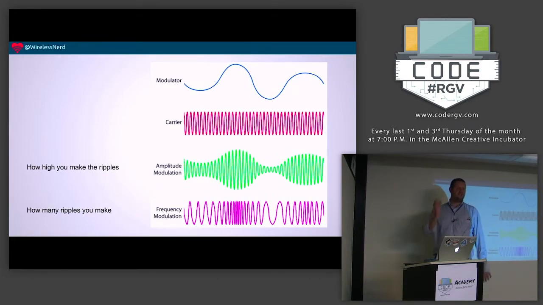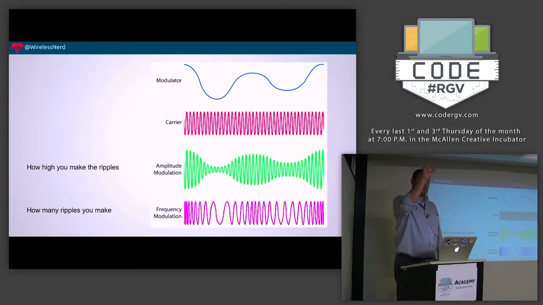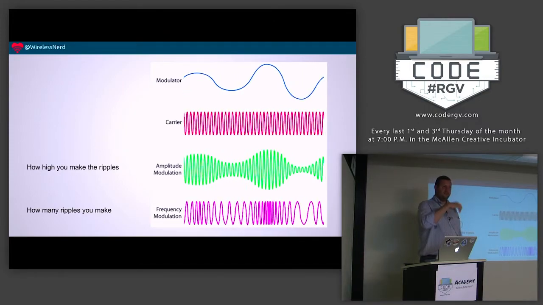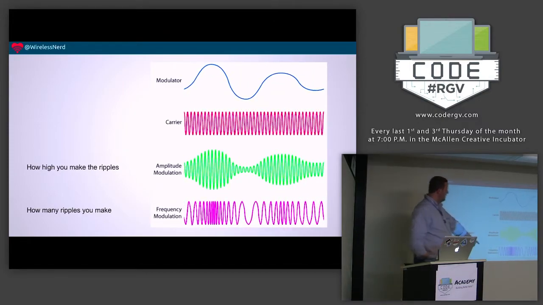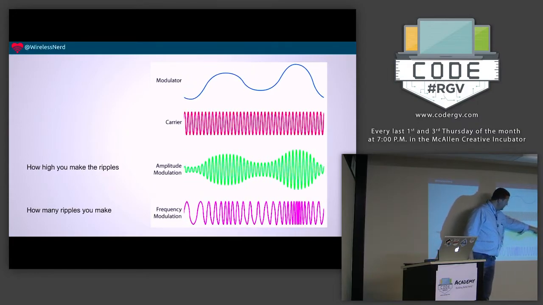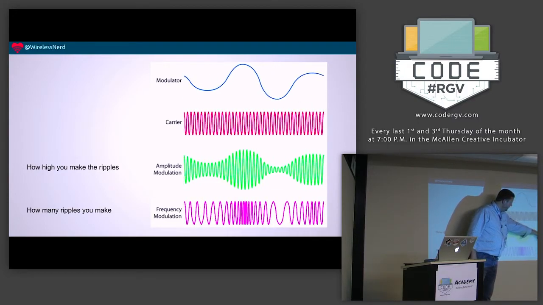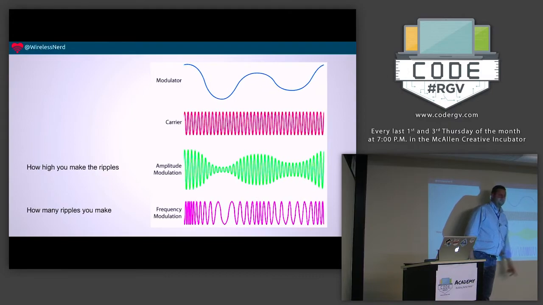And every time it gets louder, it's transmitting bits per hertz. And every time it gets quiet, it's transmitting nothing. So it's one when it's high, and zero when it's low. So it's going 1, 0, 1, 0. Does that make sense?